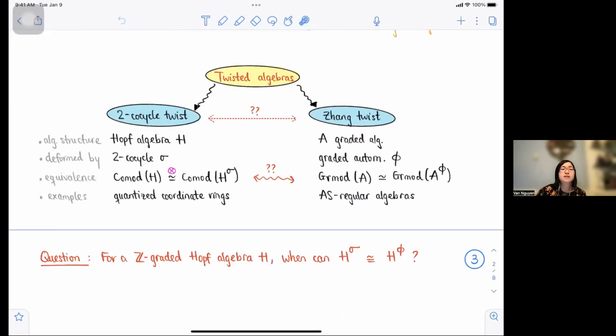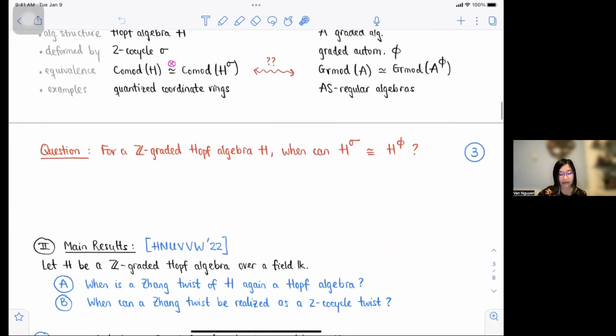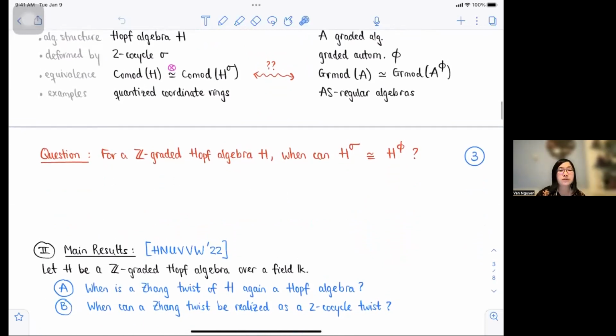Right, so a natural question for us to ask is, how are these two deformations related? Because the Zhang twist is done by grading, I have to assume starting out that I have a Z-graded Hopf algebra. Can a Zhang twist H^phi be realized or associated to a 2-cocycle twist H_sigma for some particular 2-cocycle sigma? So to answer that question, we're going to talk about the main result and then tackle two basic questions first.